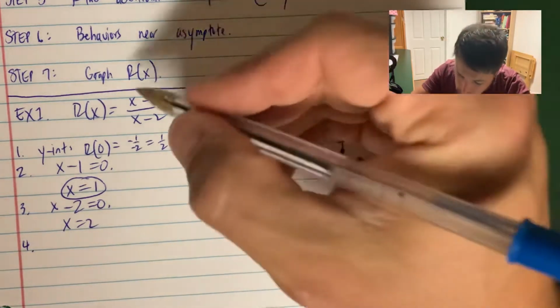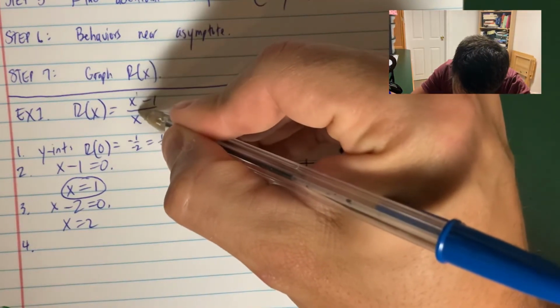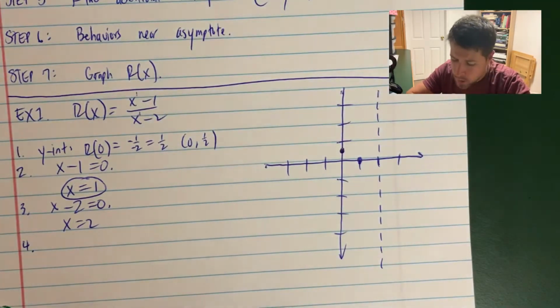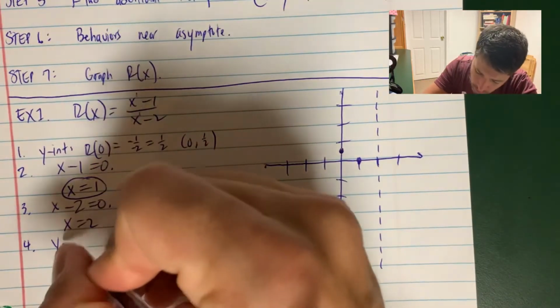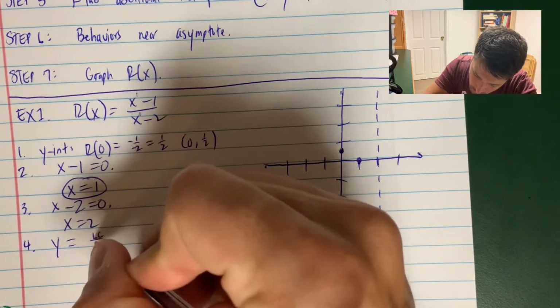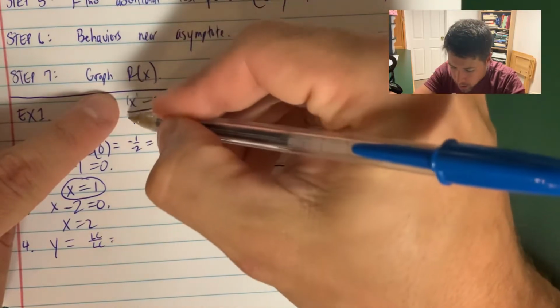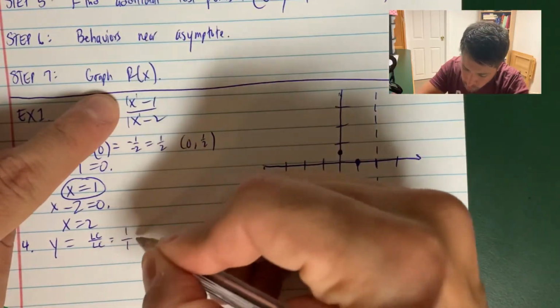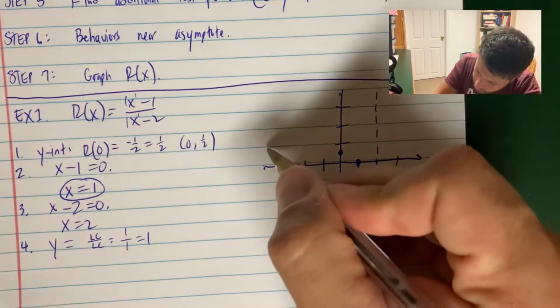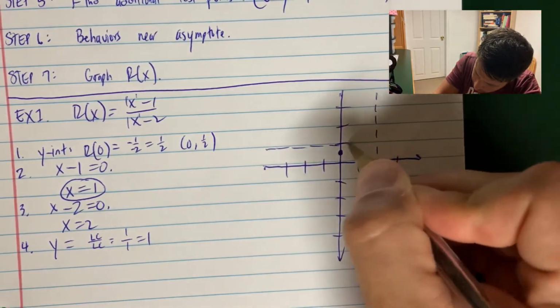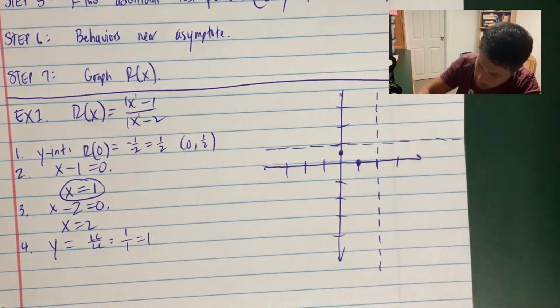Step 4, use the degree test to find the horizontal or slant asymptote. I look at my degrees. This is a 1. This is a 1. The degrees are the same. When the degrees of the top and the bottom are equal, you have a horizontal asymptote at leading coefficient over leading coefficient. The number out in the front is a 1 over a 1. So 1 over 1 is 1. And so I have a horizontal asymptote through y equals positive 1. It's going to look something like this.